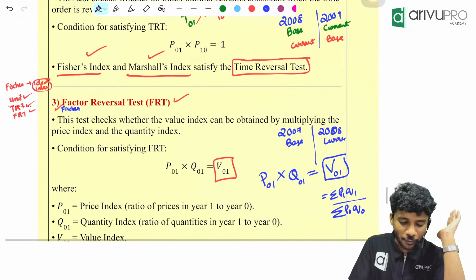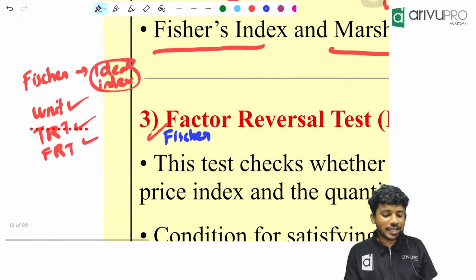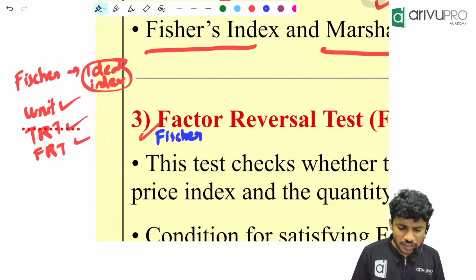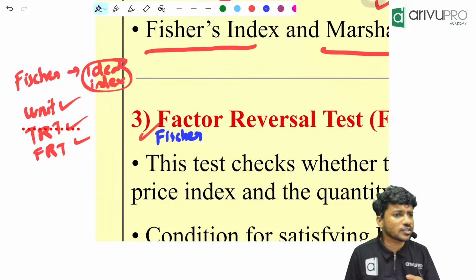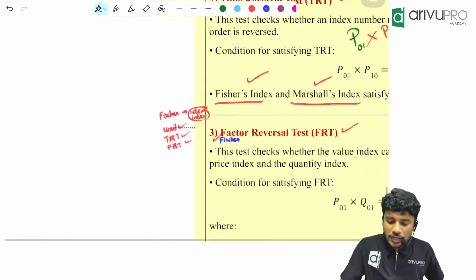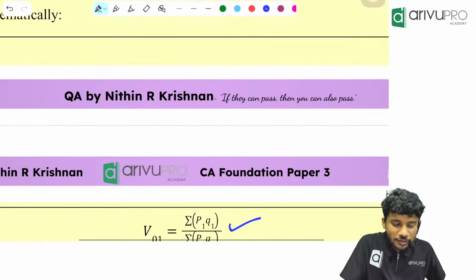Okay, perfect. Now, that is Fisher's ideal index number. Why is it called that way? Unit test, time reversal test, factor reversal test, everything is satisfied by that person. So he is called what? Ideal index number.